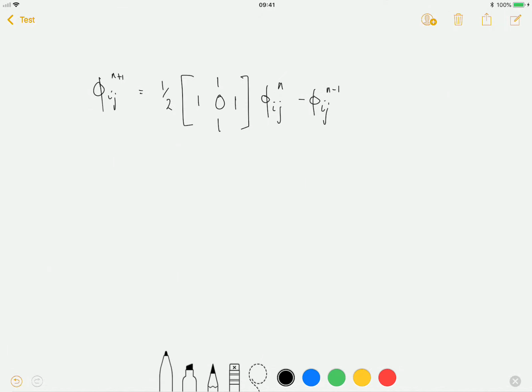Now, for our first time step, we use the initial condition at n equals 0. So at n equals 0, we say that φ_{i,j}^{−1} is given as a half multiplied by 1, 1, 1, 1, 0. It's just an easier way of writing it. φ_{i,j} at 0 plus delta t times some mapping function of x and y.